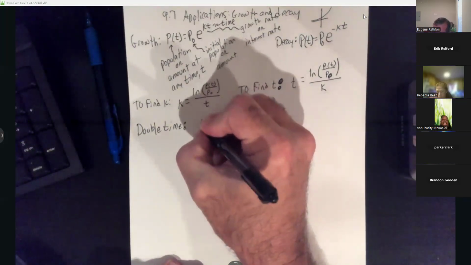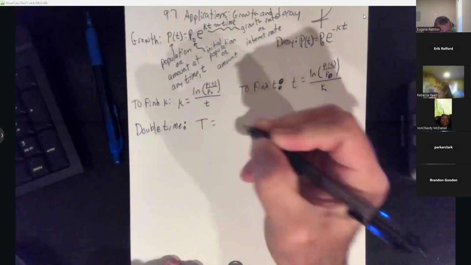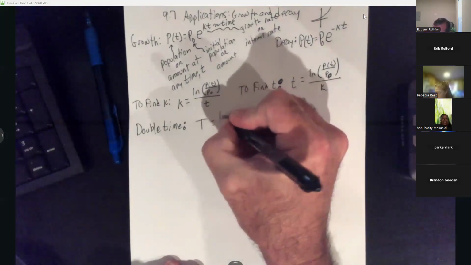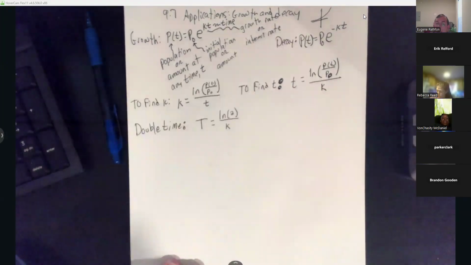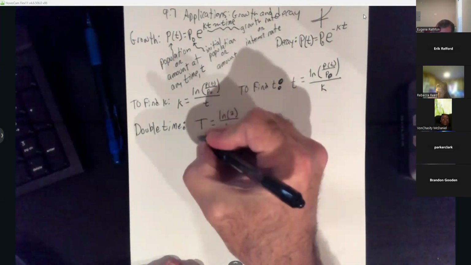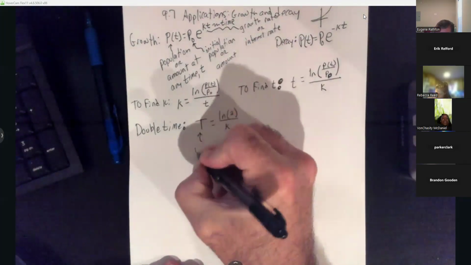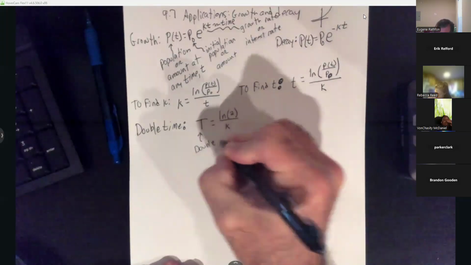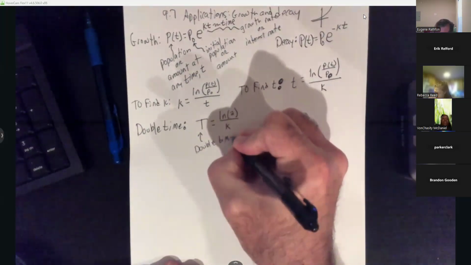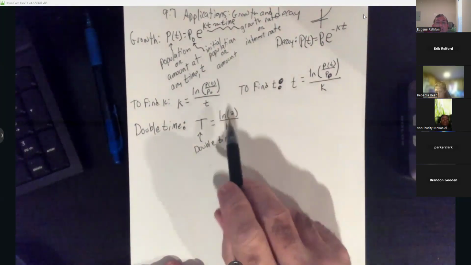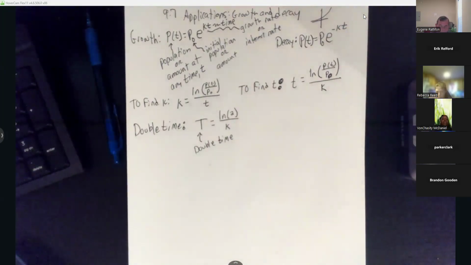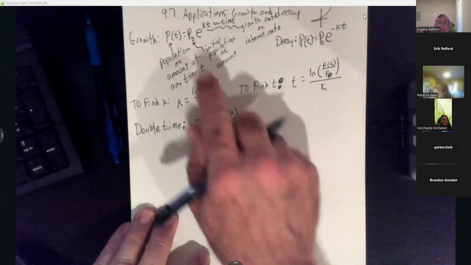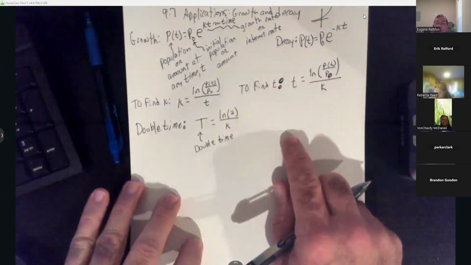Now it uses a capital T equals the ln of 2 divided by K, where T is now double time. K is still going to be the growth rate, okay? All right, y'all, so these are the formulas we're going to be playing with today.